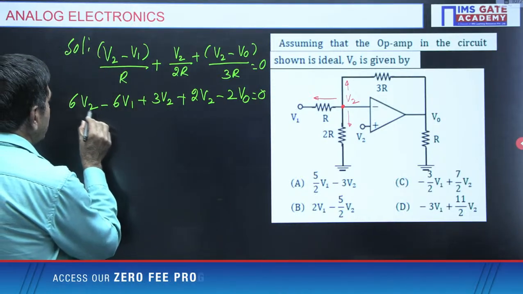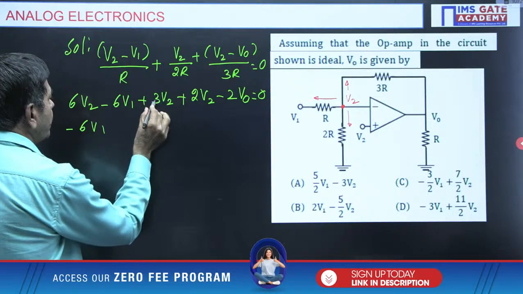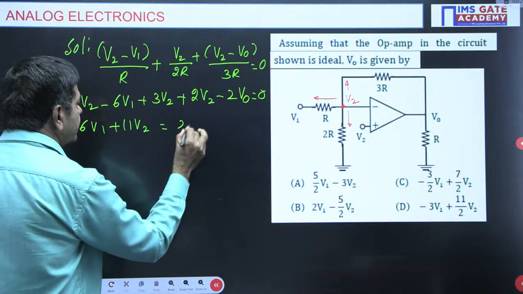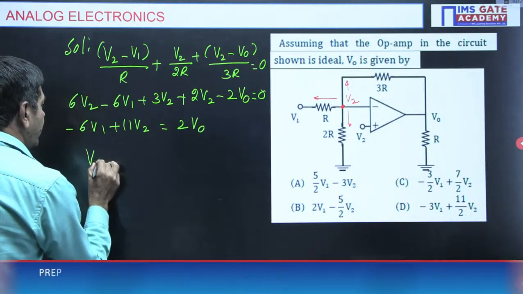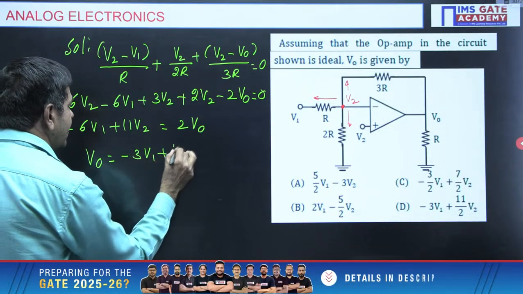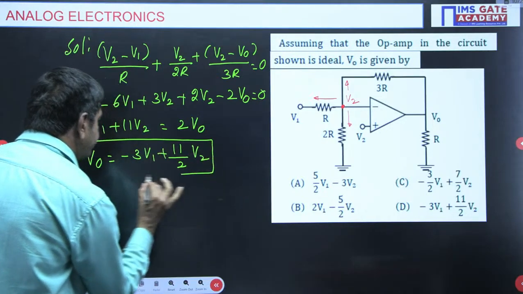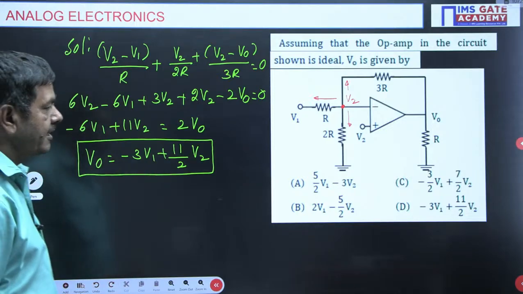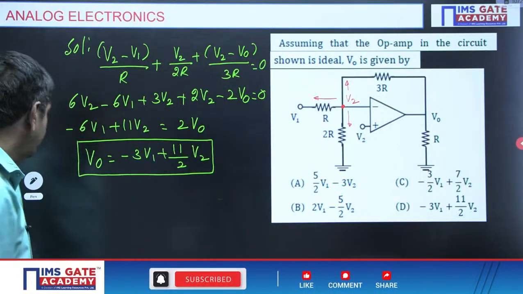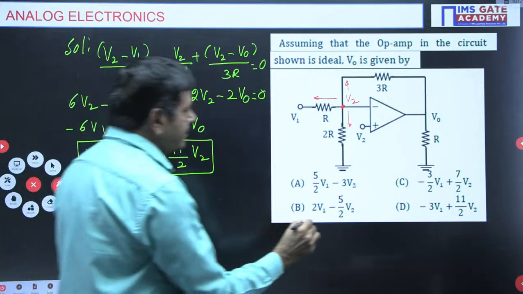Here I will get minus 6 V1, and 3 V2 plus 2 V2 is 5 V2, 11 V2 I will get here, equal to 2 V naught. My aim is to find the V naught value. V naught equal to minus 6 by 2, that is minus 3 V1, plus 11 by 2 V2. Finally, this is the solution. Which option is correct? Option D, minus 3 V1 plus 11 by 2 V2. Exactly correct. Option D is right in this particular problem.